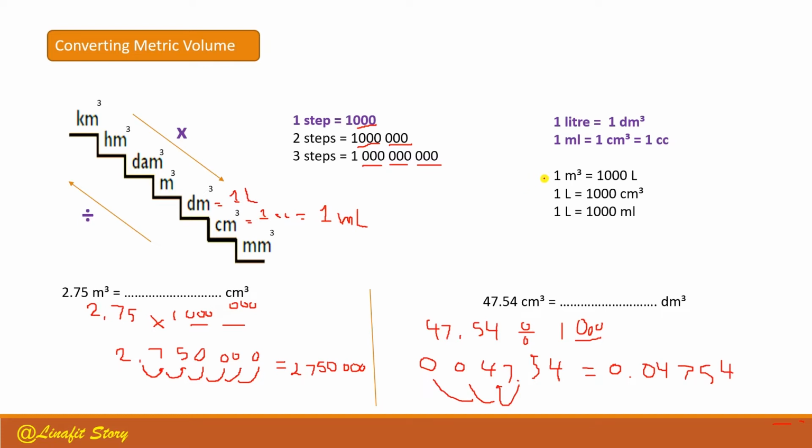One cubic meter is equal to 1000 liters. Why? Because we step down one step. And then 1 liter is equal to 1000 cubic cm. Why? Because we move one step down. And then 1 liter is equal to 1000 milliliters. Why? Because cubic cm is equal to cc is equal to milliliter.